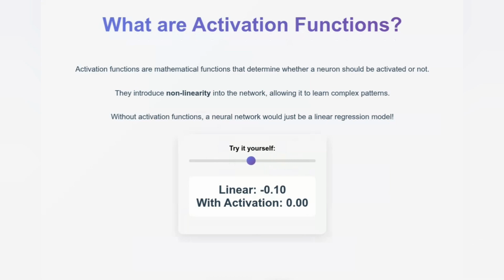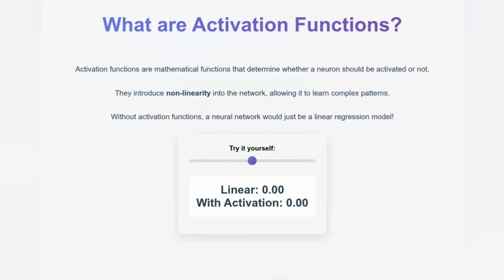But their most crucial role is introducing non-linearity into the network. Without them, no matter how many layers you add, your neural network would only be able to learn linear relationships, essentially just a fancy linear regression model. This non-linearity is what allows neural networks to understand and model incredibly complex real-world data, like images, speech, and intricate patterns.